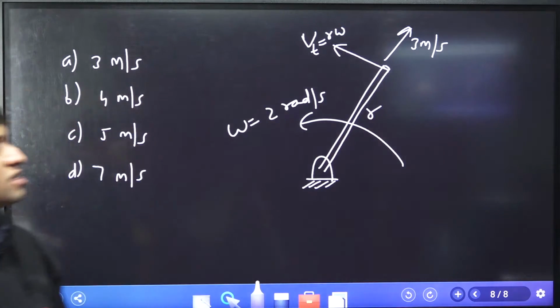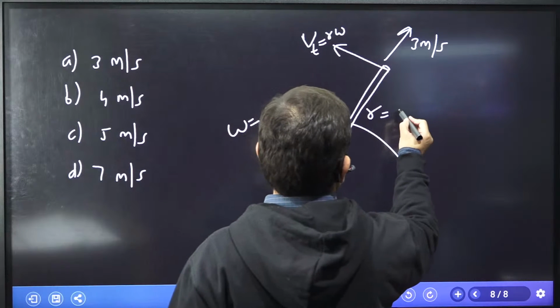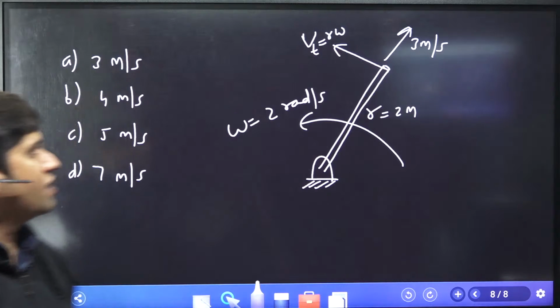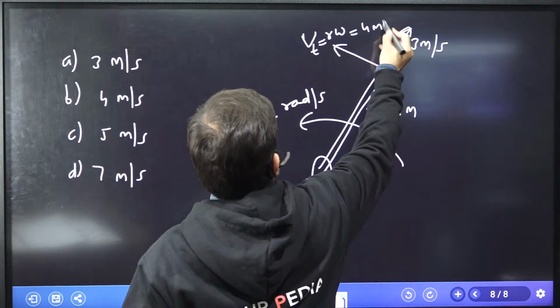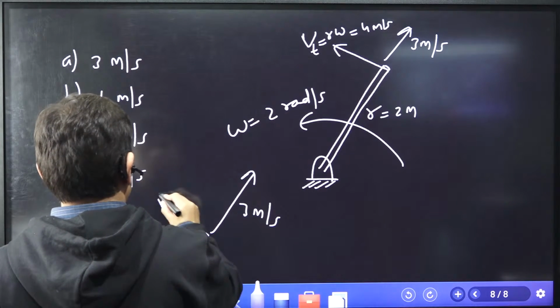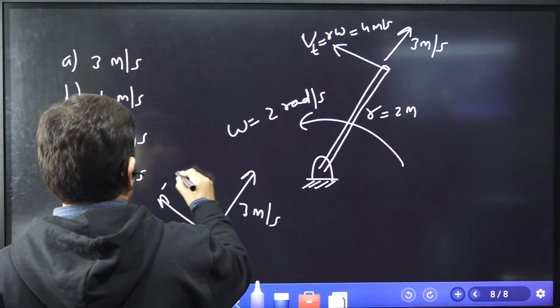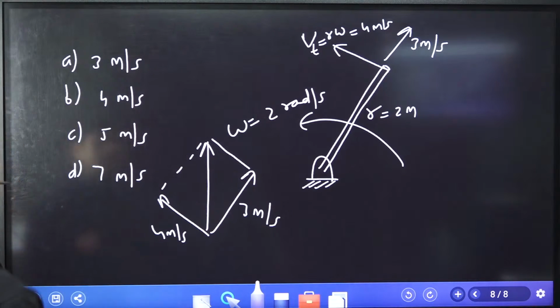This is the radial distance at which the shell is being fired, and he has given you the length as 2 meters. So what is the tangential velocity? R into omega comes out to be 4 meter per second. So this is 3 meter per second and the tangential velocity is 4 meter per second. You are to calculate the total velocity, which is root of 3 square plus 4 square, that is 5 meter per second. That is the answer to this particular question.